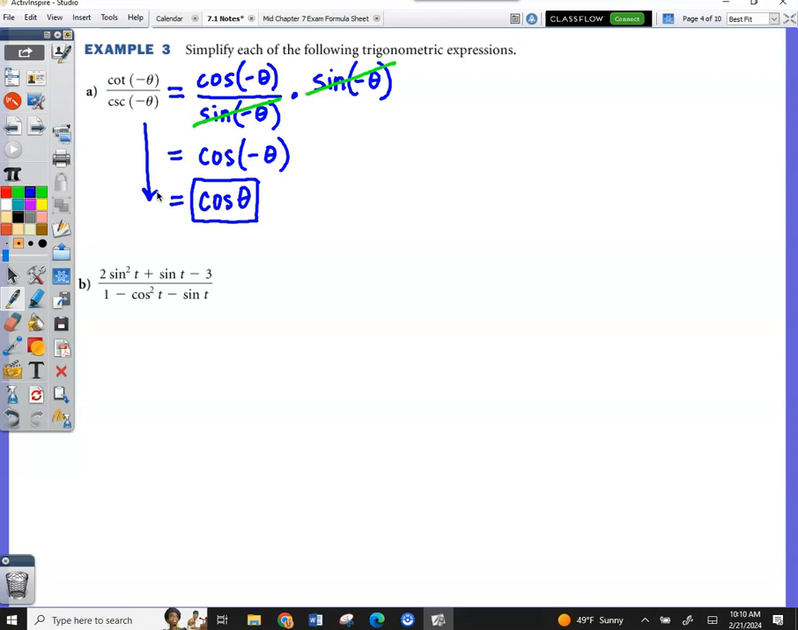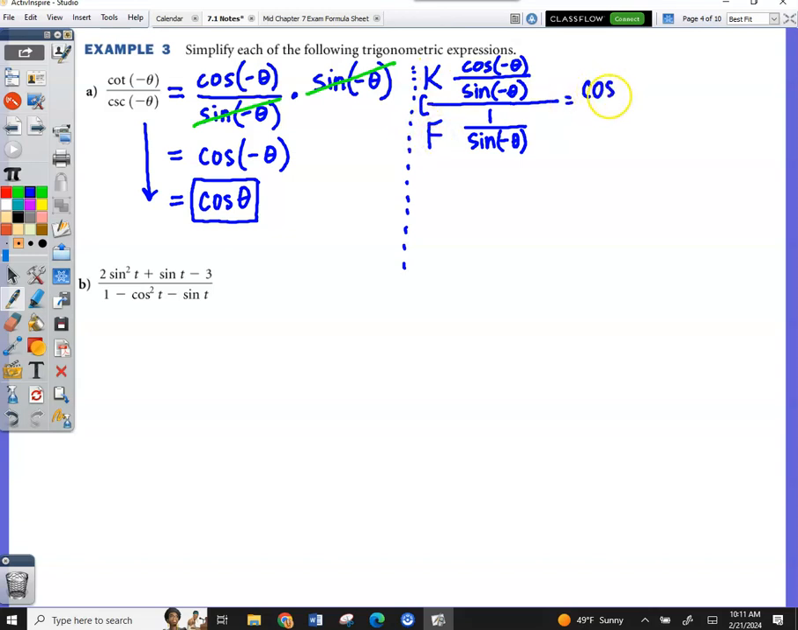Now, what if you didn't see it that way? What if you saw it as cosine negative theta over sine negative theta, big fraction bar, and cosecant is 1 over sine of negative theta. Just remember to write your big fraction bar as the really big one, so you'll know what to keep, what to change, what to flip, right? So keep, change, flip.